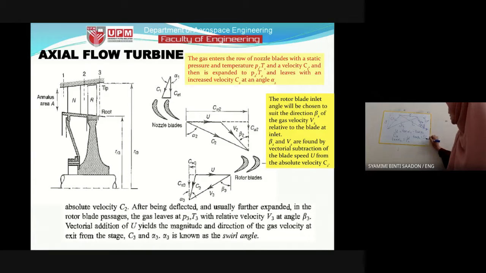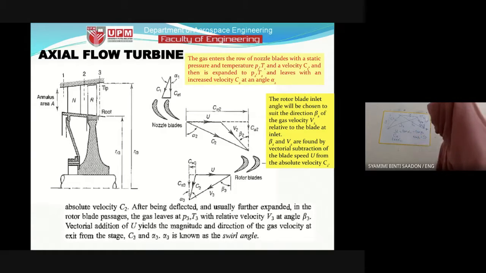CU2 over CA2, tangent. Tangent alpha 2 is U plus CU2 over CA2. Tangent beta 2 is CU2 over CU2, CU2 is the whole.